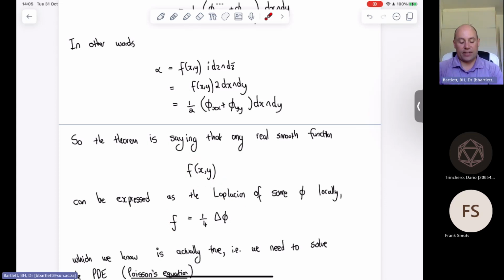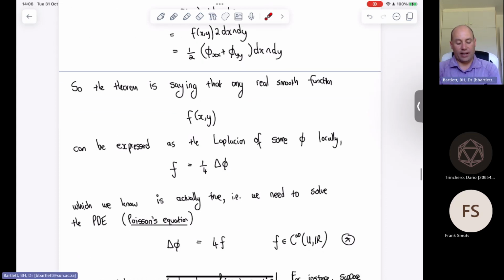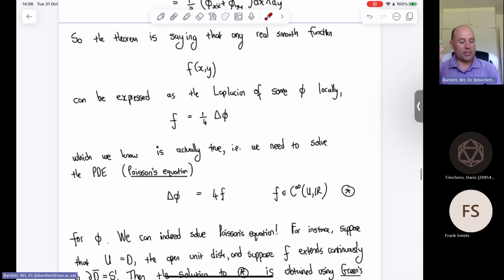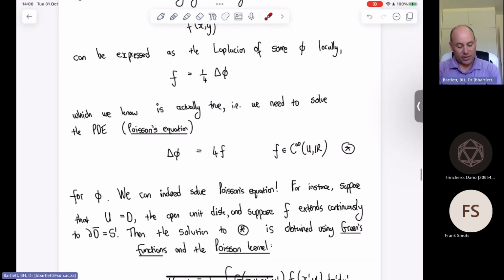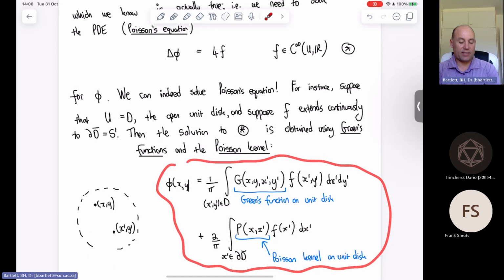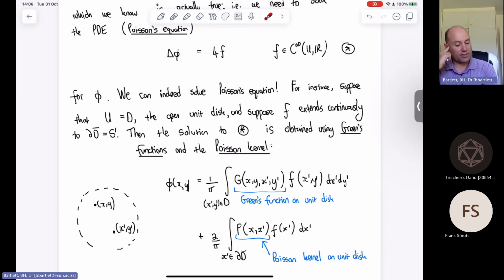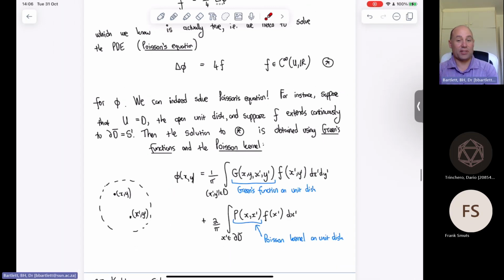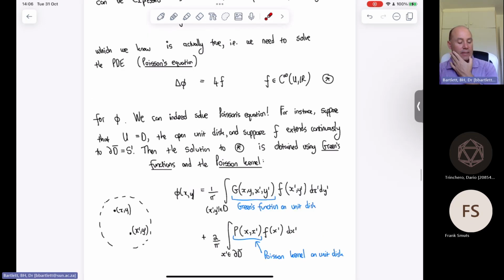So I have to solve a PDE, right? I have to find a phi whose Laplacian is equal to f. And this can be solved. This is Poisson's equation. You can solve for it using Green's functions and something called the Poisson kernel. So I may be mistaken, but I think this is an explicit formula for how you would solve it on the unit disk, for example. Just to show you that the statement of the theorem is sort of non-trivial, but it comes down to solving a PDE.